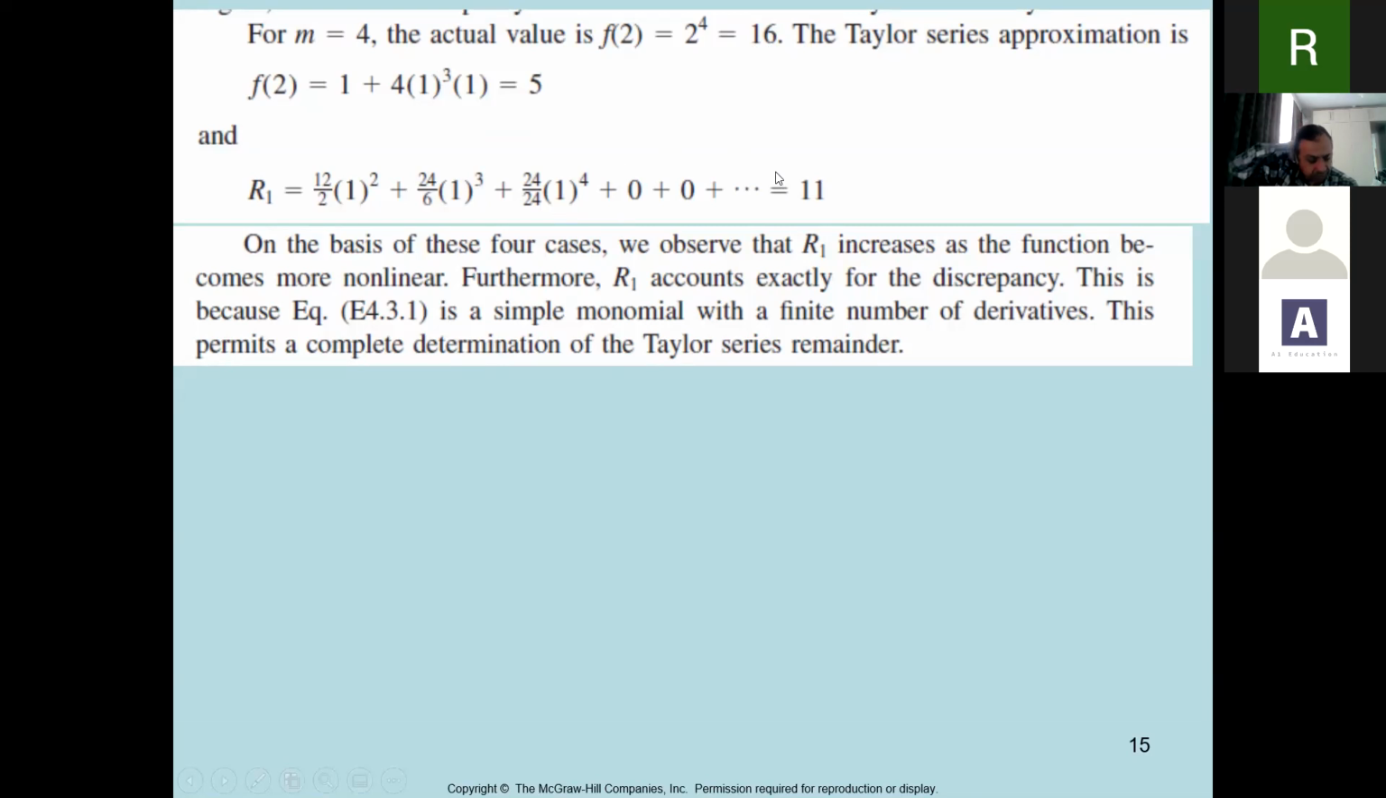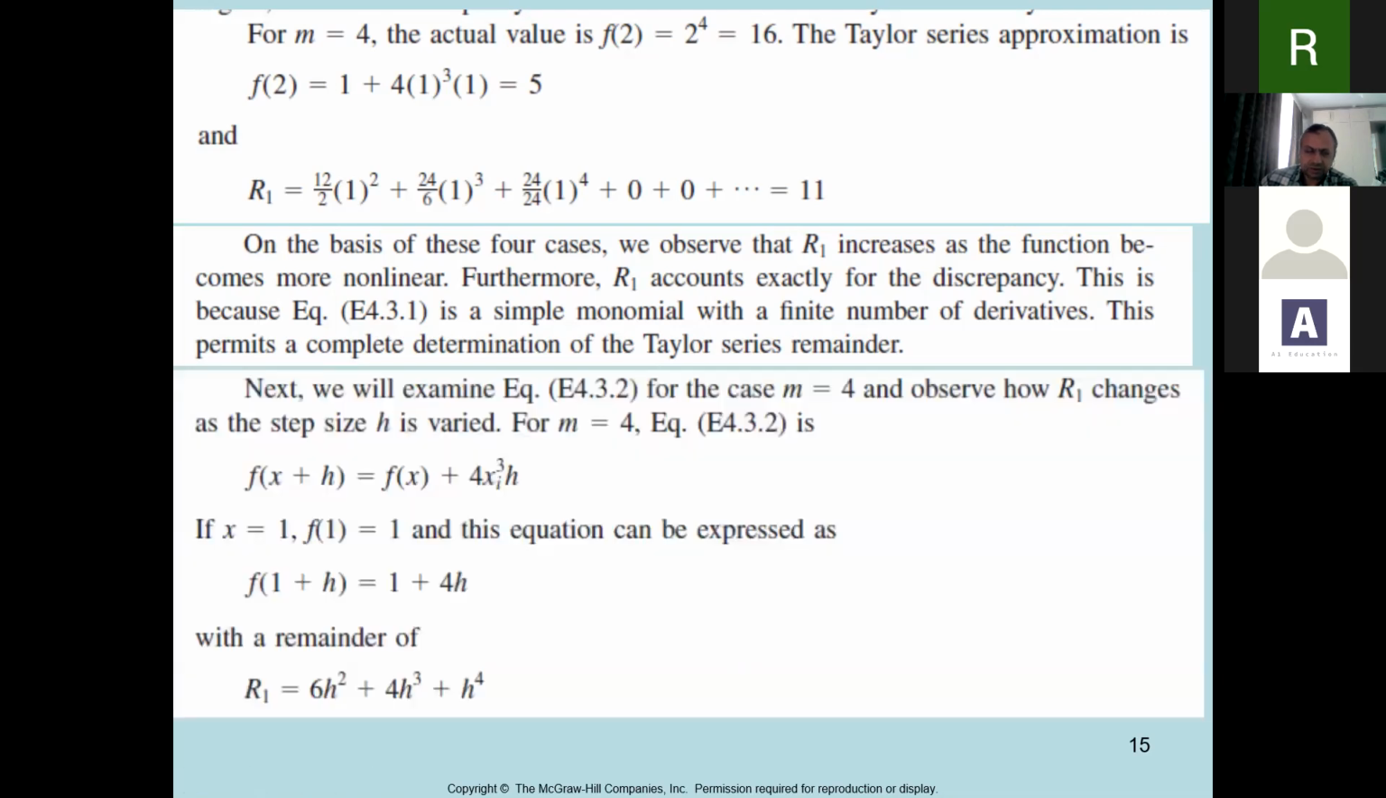Which we can exactly calculate from the Taylor series. So having said this, on the basis of these 4 cases, we observe that R1 increases as the function becomes nonlinear. So our conclusion is that when the function becomes nonlinear, the error from the function in the calculation increases. And furthermore, R1 accounts exactly for the discrepancy. This is because this equation is a simple monomial with a finite number of derivatives. So this permits a complete determination of the Taylor series remainder.